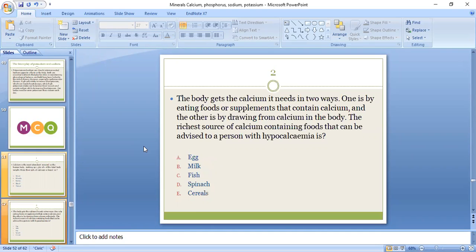The body gets the calcium it needs in two ways. One is by eating foods or supplements that contain calcium, and the other way is by drawing from calcium in the body. The richest source of calcium among foods that can be advised to a person with hypocalcemia is: egg, milk, fish, spinach, or cereals? Which is the richest source of calcium?